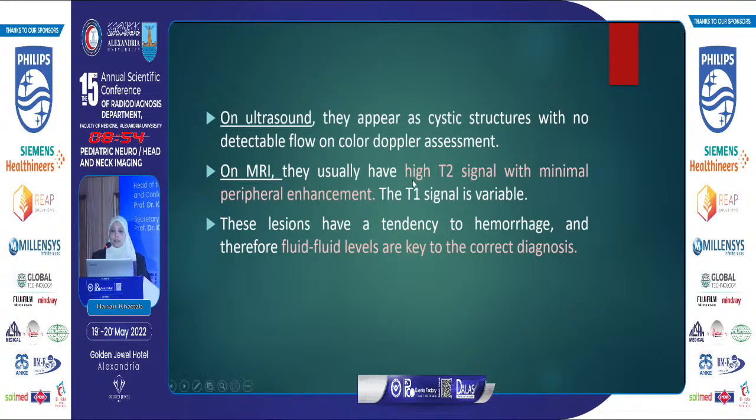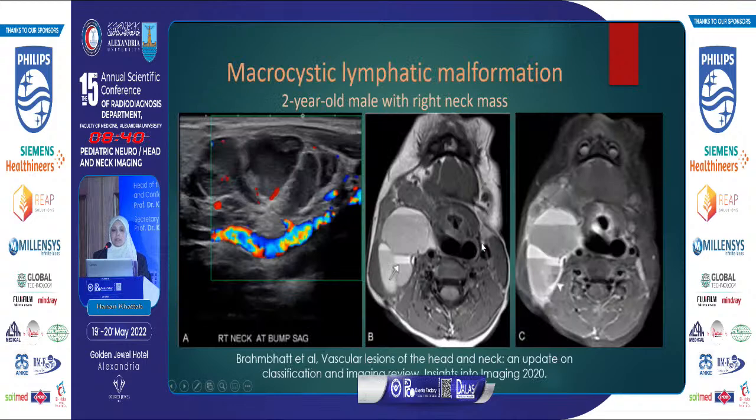MRI assessment shows characteristic high T2 signal with just minimal peripheral enhancement, and due to intralesional hemorrhage, fluid levels are seen and are considered a key for correct diagnosis. This is an example of macrocystic lymphatic malformation. Ultrasound assessment shows a multicystic lesion with vascularity only detected in the septations and on the periphery of the lesion. MRI assessment, pre-contrast T1 image, shows the multiloculated lesion with fluid levels, and hyperintense signal at T1 is initially due to hemorrhage. After contrast injection it only shows peripheral enhancement.